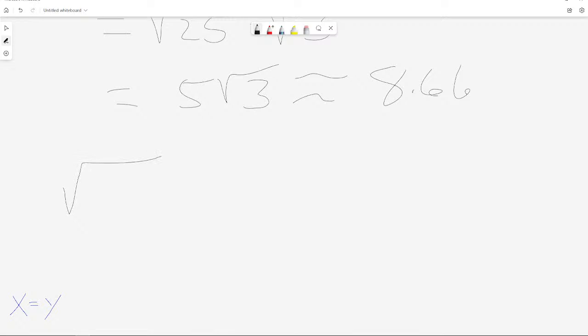Let's try 180. 180 comes out to, let's see, 5 goes in there 36 times. That's actually perfect, because 36 is a perfect square of 6, so we're going to get 6 root 5.